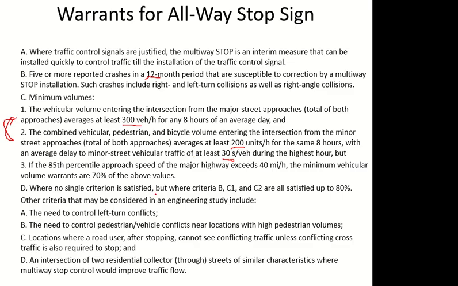Then there are exceptions. First exception is if the speed is more than 40 miles per hour, then even if you meet 70% of the volume and delay, you will go for an all-way stop sign. Let's say the speed is not a problem. Now you have met 80% of crash and volume and delay, all of them at least 80%, then you will go for an all-way stop sign. So if you meet any of them, one condition, all-way stop sign. If you meet 80% of all of them, all-way stop sign. If the speed exceeds 40 miles per hour, only 70% of volume and delay is enough for an all-way stop sign.